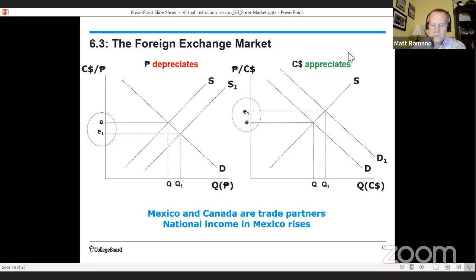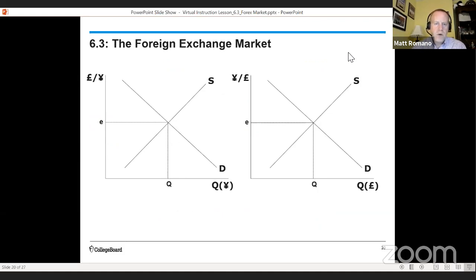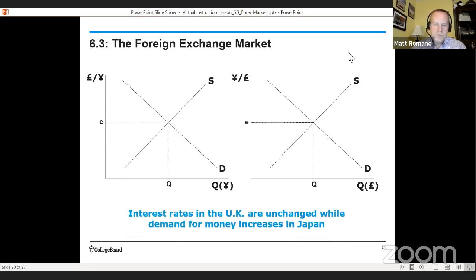A couple more. All right. Now we're going to look at trade relationship or foreign exchange market relationship between the UK and Japan. So we have the pound, the British pound, and the Japanese yen. And in this example, let's assume that interest rates in the UK are unchanged, but at the same time, there's been an increase in the demand for money in Japan. What can we take from this?